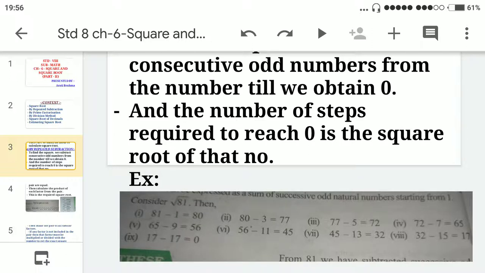That means that many steps are required to reach 0, and that is the square root. Here we are calculating the square root of 81. We can see 81 minus 1 is 80, then 80 minus 3 is 77, 77 minus 5 is 72. Now you just see the pattern, children. 1, 3, 5, then 7, 9, 11, 13, 15, and finally 17 we are subtracting, and finally we are getting 0 at the 9th step. That's why the square root of 81 is 9 only. Very easy, simply go for the subtraction, though it is easy but quite lengthy to do, right?